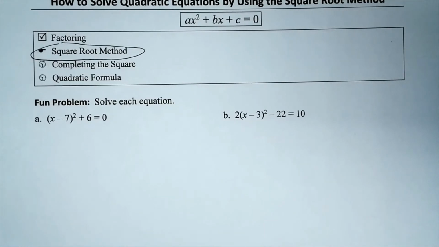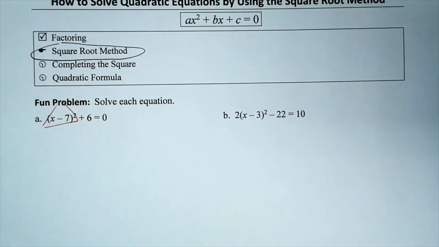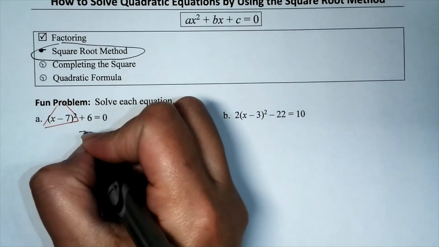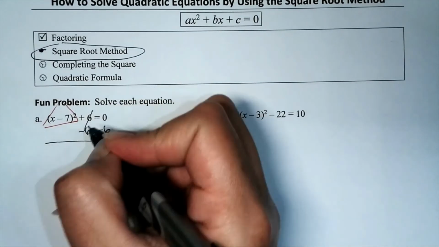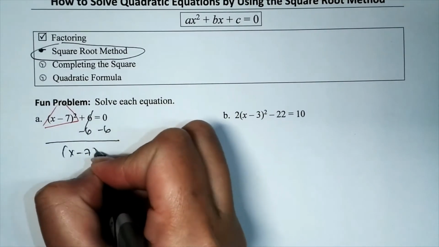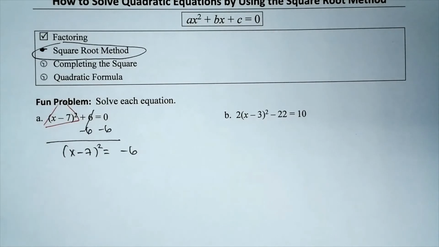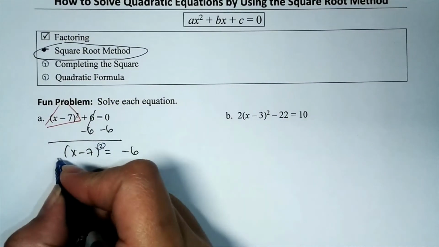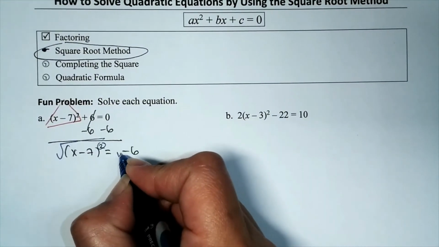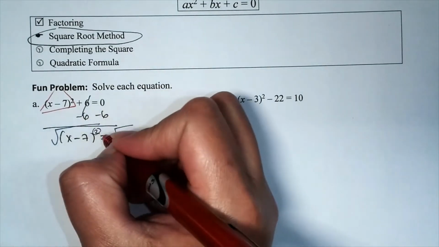So to solve by using the square root method, our first goal is to isolate the squared part. If you're not with the squared part, you gotta go. So let's go ahead and subtract 6 from both sides. And when we do, that will leave us with the square of x minus 7 is equal to negative 6. Fantastic. Let's go ahead and get rid of the square. To get rid of the square, we're going to take the square root, because the square and the square root are inverse operations. Let's insert our plus or minus.